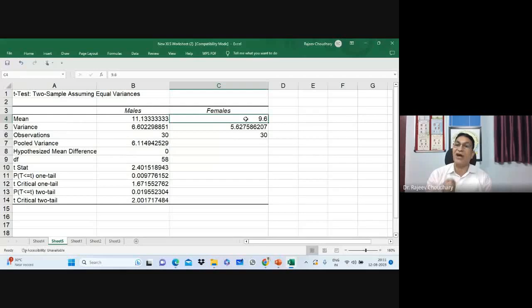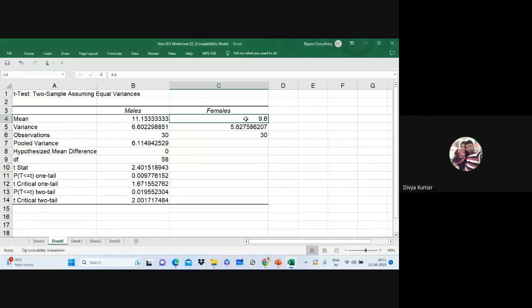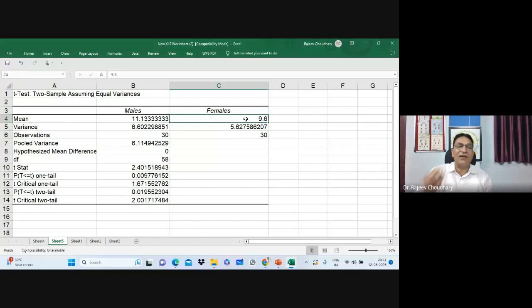In Hindi we say saarthak antar, significant difference. We are not seeing the difference, we are seeing significant difference. Is it okay? Okay, sir. The significant difference, we have to take a decision on the basis of t value. Here t stat is written. What is the t value? 2.4.